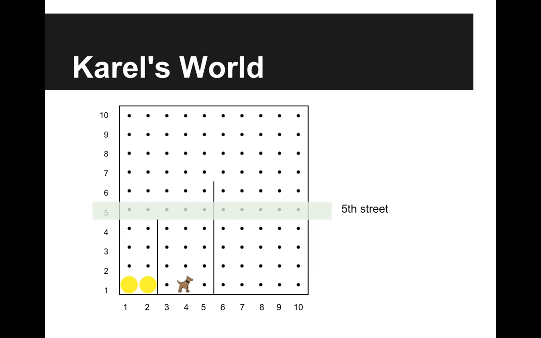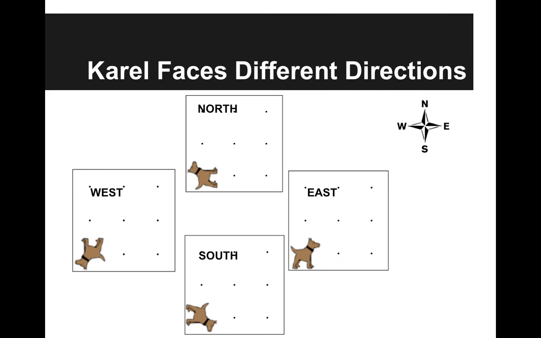Karel is usually at a certain row and column. The rows are also referred to as streets and run horizontally. Here I've highlighted 5th Street. The columns are also referred to as avenues and run vertically. Here I've highlighted 8th Avenue.